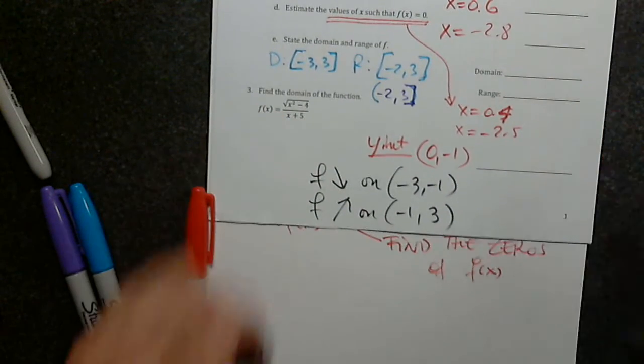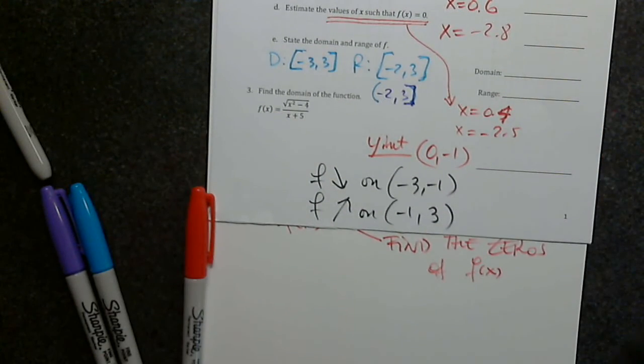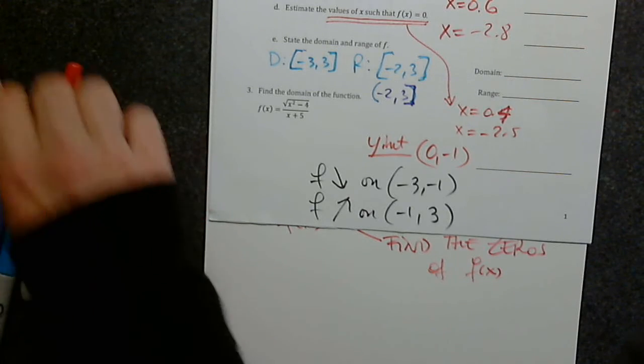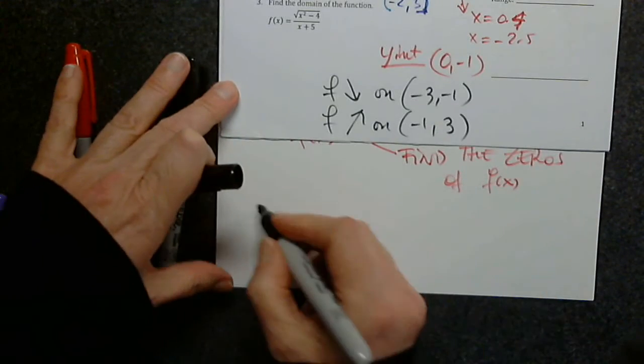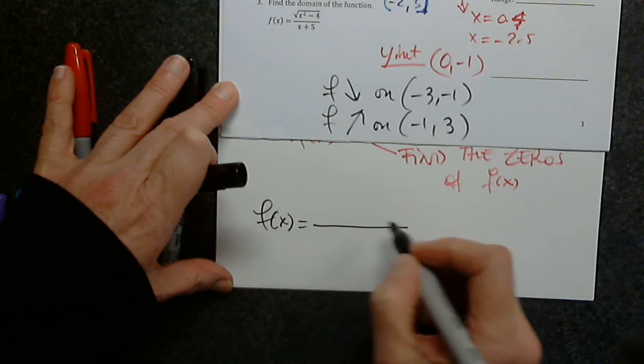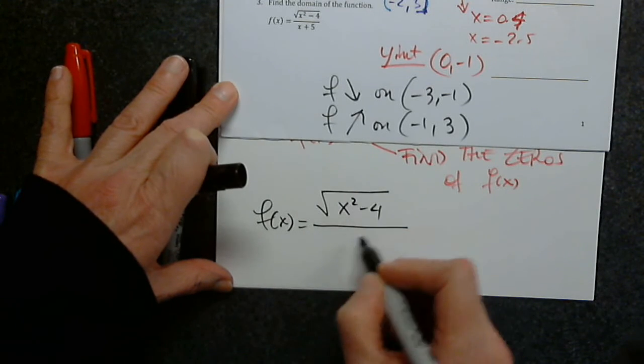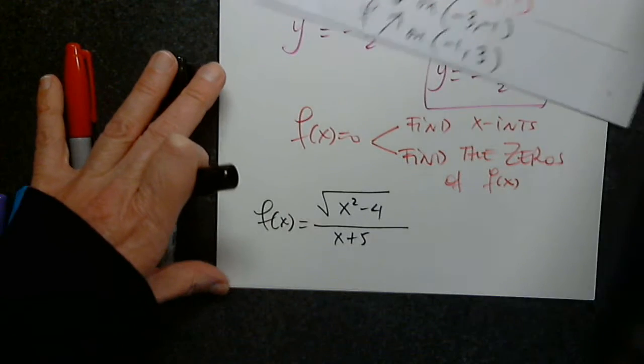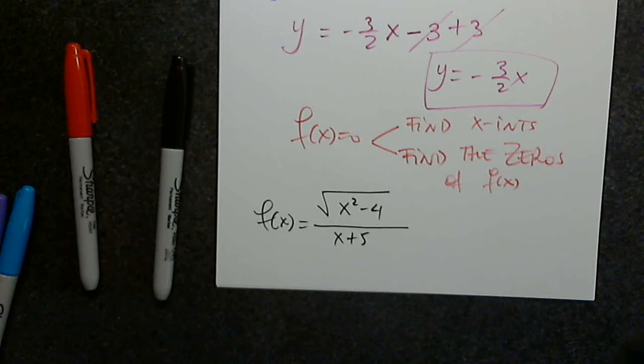Here's the next question. Find the domain of this function. I want to copy it here. f of x equals the square root of x squared minus 4, over x plus 5. So this is a combination type of function. It's not a pure anything. It has a ratio. It has a radical. We're asked to find the domain of this function. How do I do that?